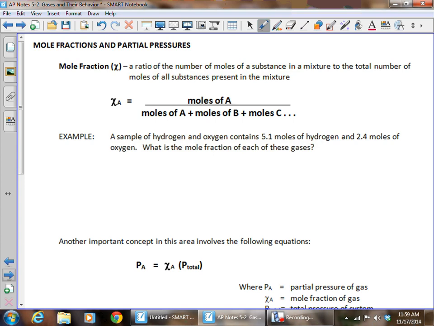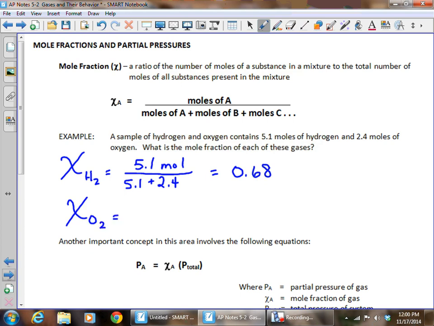So the first thing it asks is to take that sample of hydrogen and oxygen that has 5.1 moles of hydrogen and 2.4 moles of oxygen and find the mole fraction of each of the gases. So remember, the mole fraction of hydrogen is going to be the 5.1 moles of hydrogen divided by the total, 5.1 plus the 2.4 moles of our oxygen, or 7.5, and when we divide that, we end up with 0.68 for the mole fraction of our hydrogen.